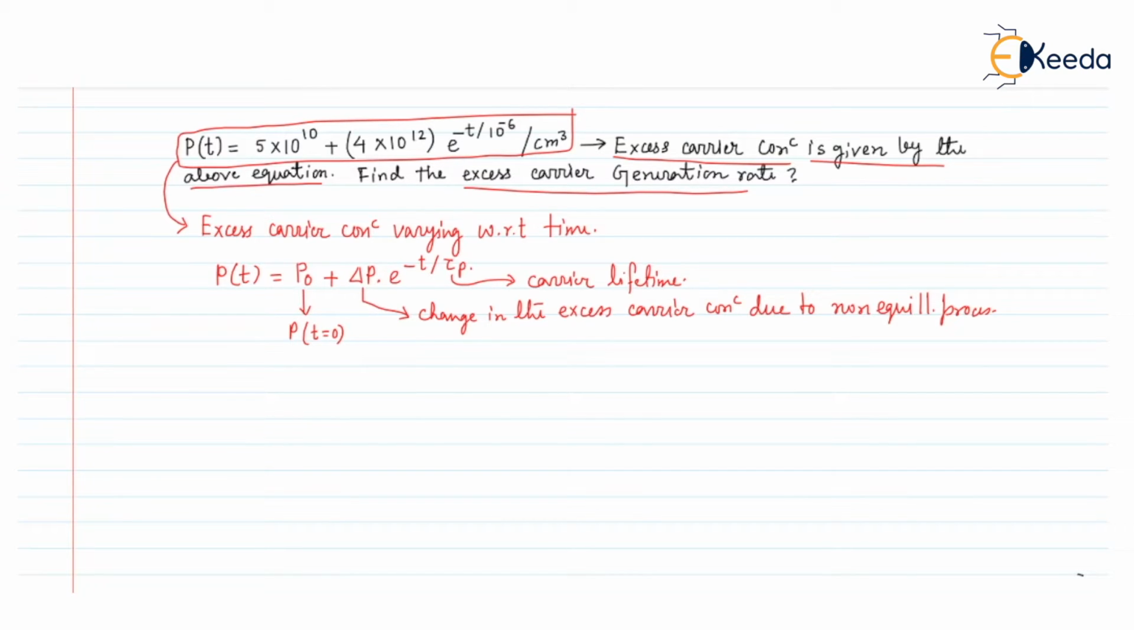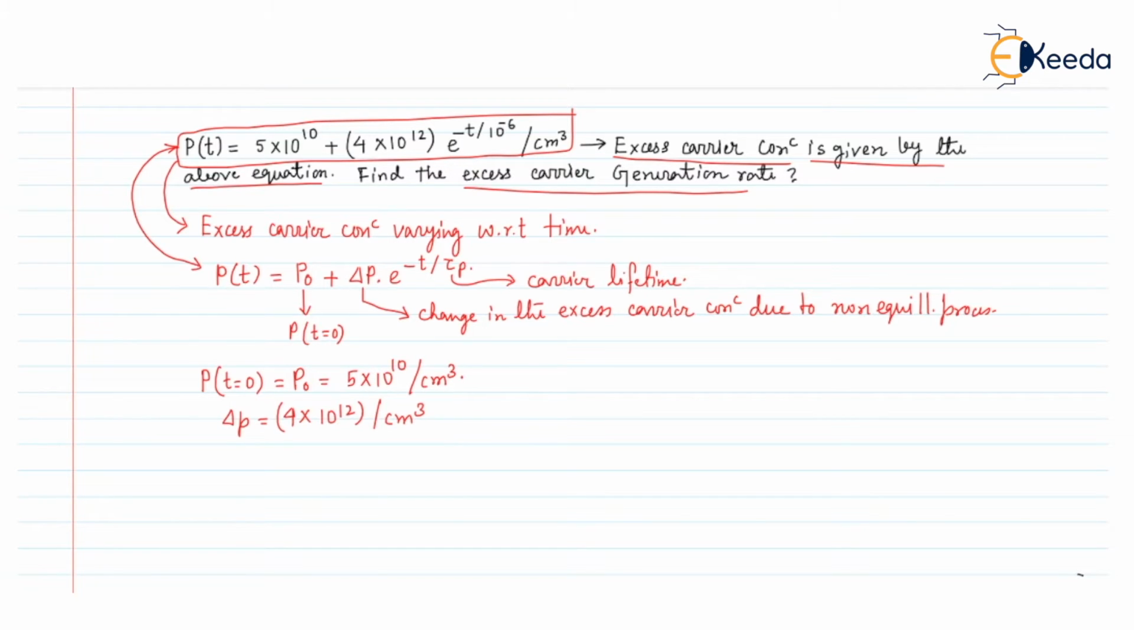Now if we compare this equation with the written equation, then we can find that the value of P, that is the excess carrier concentration at t equals 0, that is P0, will be equal to 5 into 10 to the power 10 per centimeter cube, and the value of del P you can find as 4 into 10 to the power 12 per centimeter cube from the given equation.